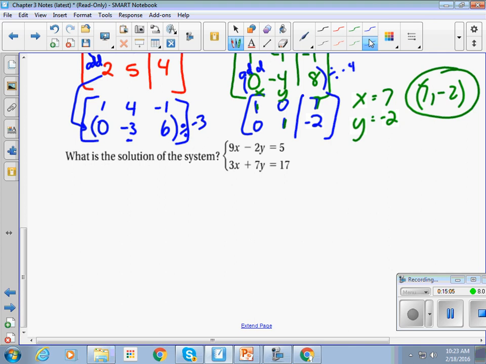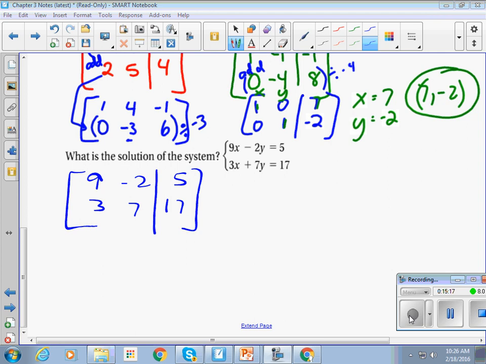So if I were to write that as a matrix, it would be 9, -2, 5, and 3, 7, 17. Okay, I know that 9 is a multiple of 3, so I'm going to go ahead and multiply my bottom row by -3.